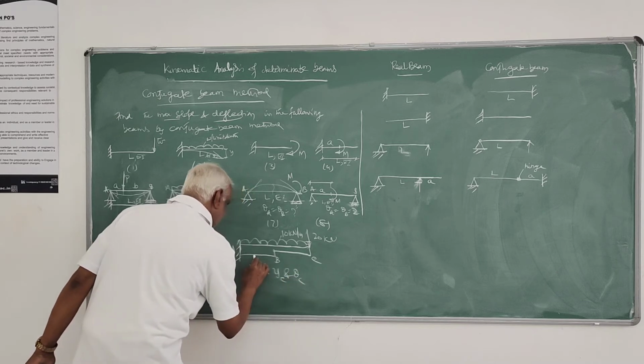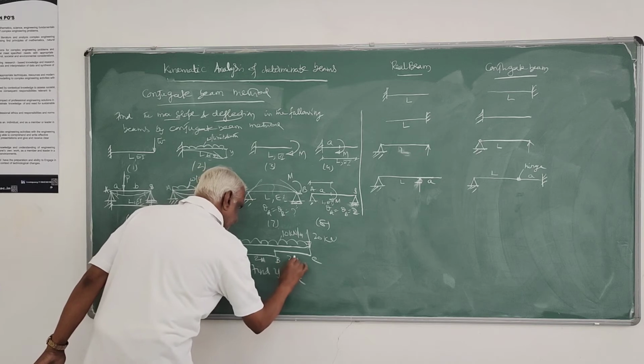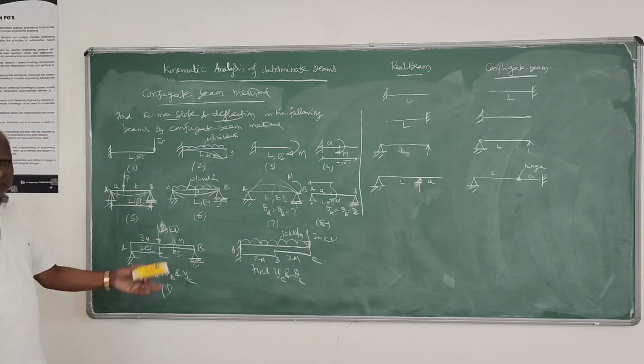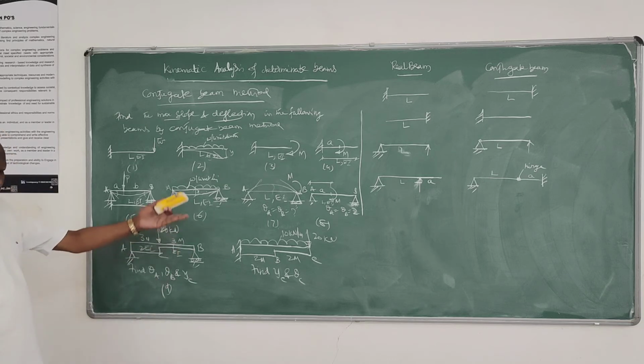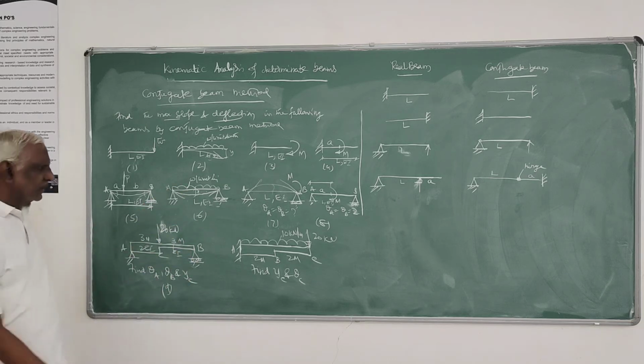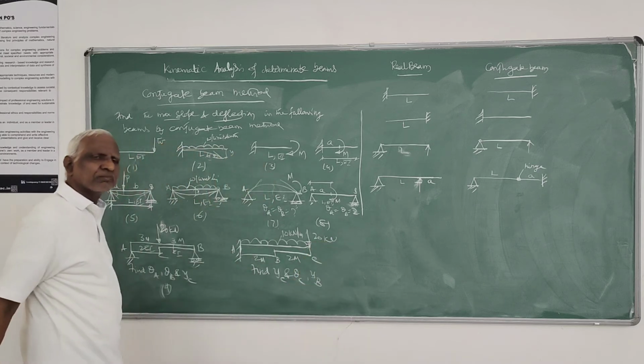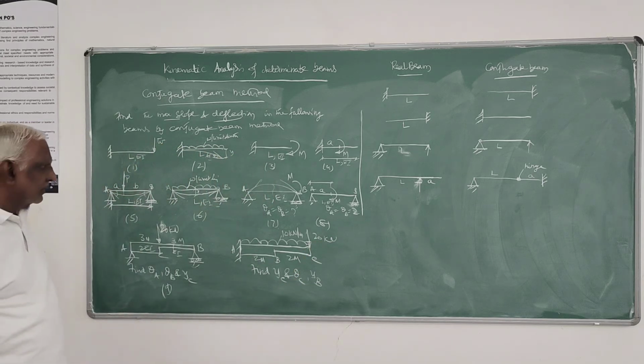And YC and theta C. It is YC, theta C. YC and theta C. So you can also determine theta B, if you want. And YB, you can also find. Yes, that will take care.